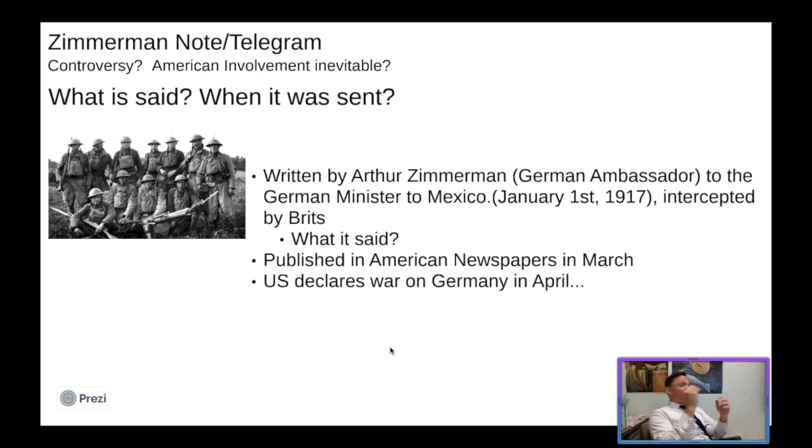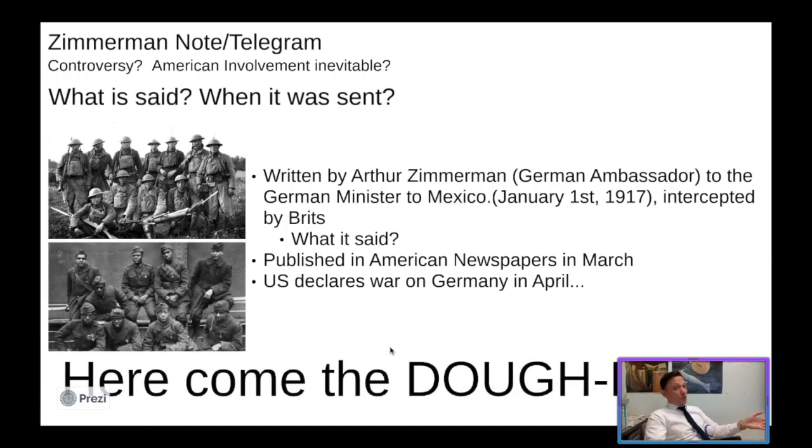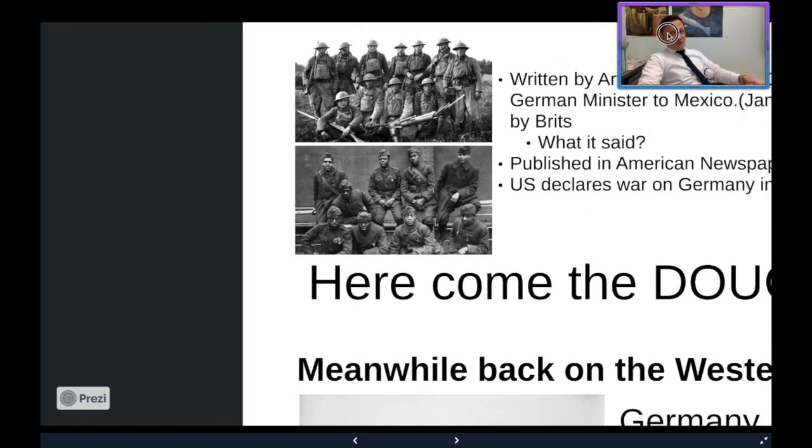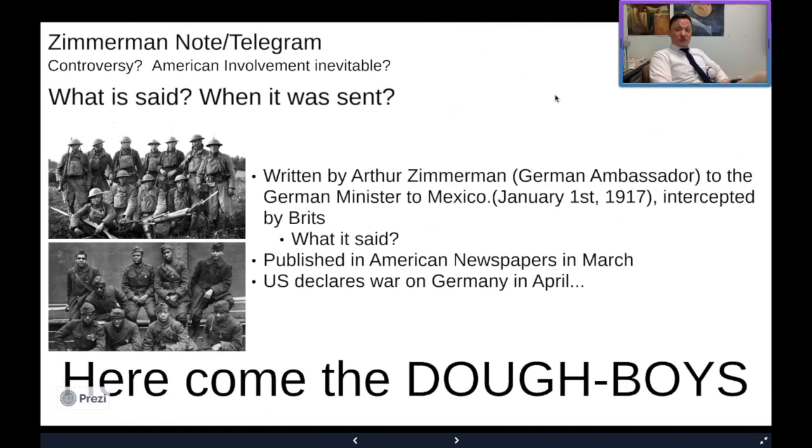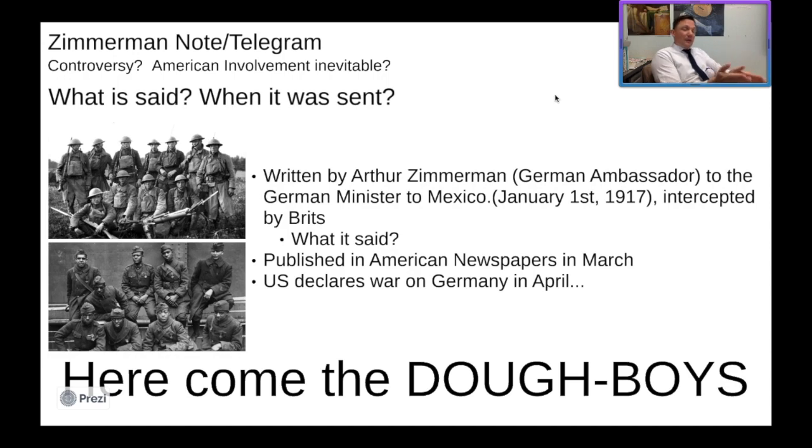Then what's going to happen is once it's intercepted by the Brits and it's given to the American government, Woodrow Wilson, the president of the United States at the time, is going to do something very intense, and he's going to publish it in American newspapers in March, right? And then the U.S. is going to declare war in April, and here come the doughboys, right? So now look, yes, the doughboys, right? That is actually a slang term used to refer to American soldiers because following the publishing of this note in American newspapers, fervor for this war exploded, right? It actually exploded, and the American men were like, oh no, we're going, and we're going to go in with a head full of steam, right?